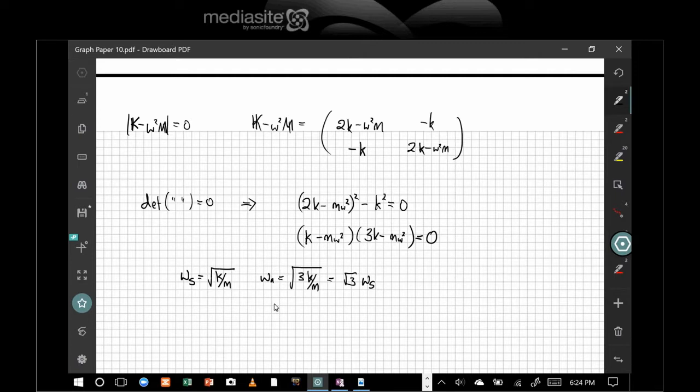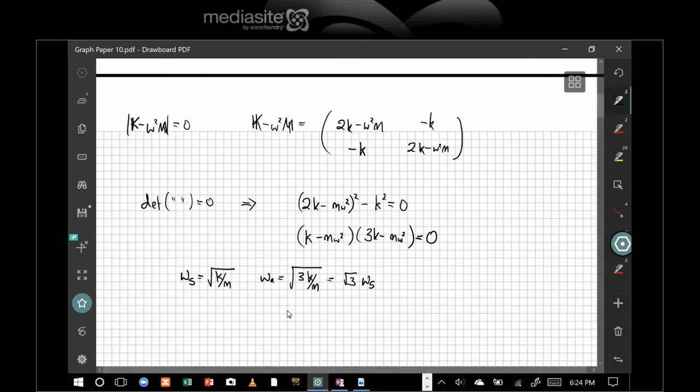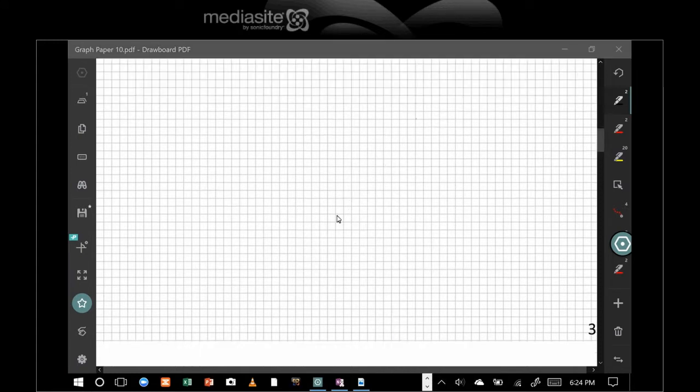So we know how the system is going to oscillate. It's going to have two fundamental frequencies of oscillation, but we don't know exactly just yet how it's going to oscillate. In order to do that, we have to find the eigenvectors. So let's do that next. Let me find the eigenvector. Now the eigenvectors have a name. They're called the normal modes.